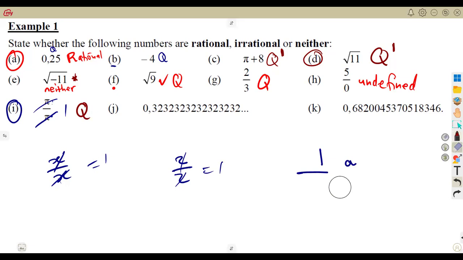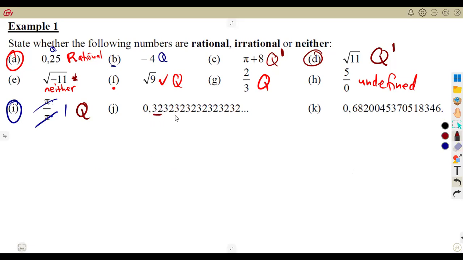All right, if we move on to another one, we are given 0.3232. Take note here, 32 is a repetition: 32, 32, and so on. So this one is called a recurring decimal, the one that repeats. It is written as 0.32 with a dot over the digits, which shows that 32 is repeating. And remember, we said all recurring decimals are rational numbers. So this one is a rational number.